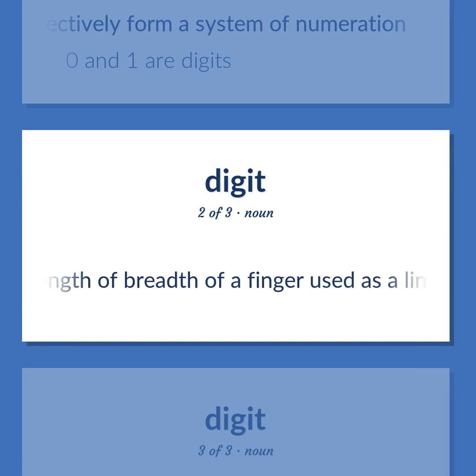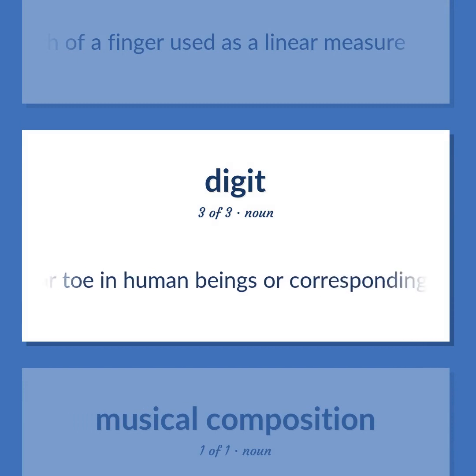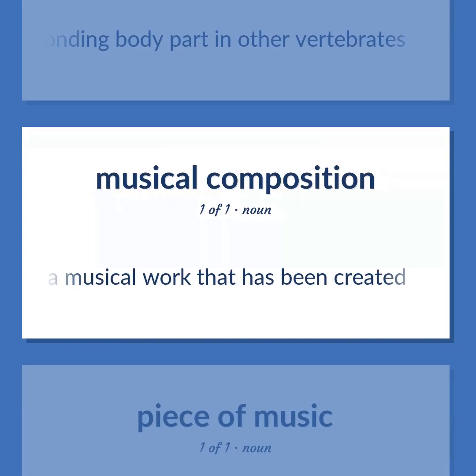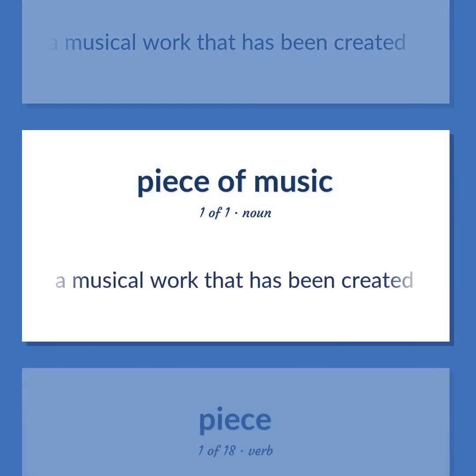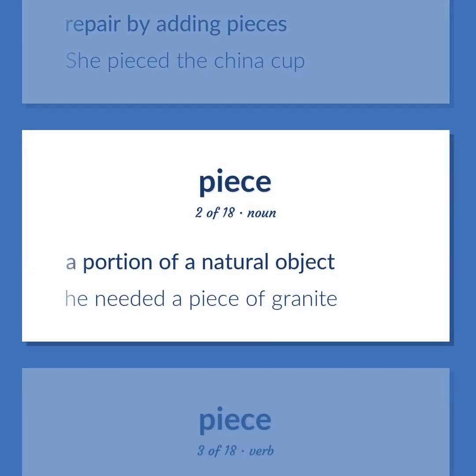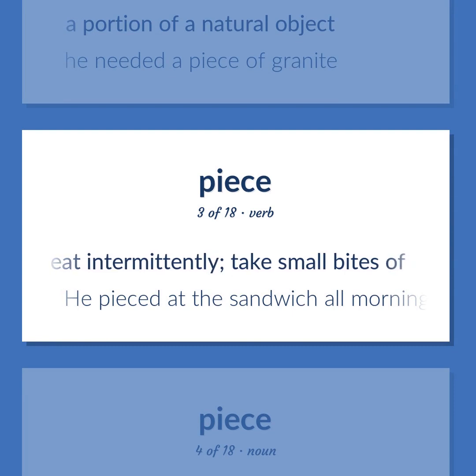The length of breadth of a finger used as a linear measure. A finger or toe in human beings or corresponding body part in other vertebrates. A musical work that has been created. Repair by adding pieces. She pieced the china cup. A portion of a natural object. He needed a piece of granite. Eat intermittently. Take small bites of. He pieced at the sandwich all morning.